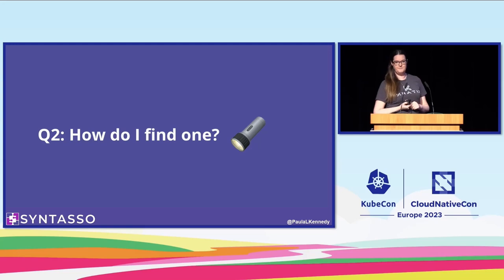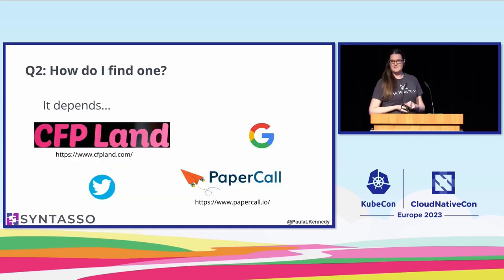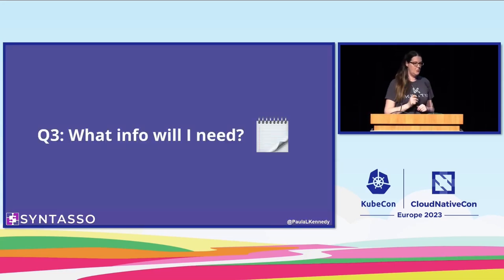How do you find one? Classic answer, it depends. It depends on your community. It depends what you're interested in. I tend to spend a lot of time on Twitter, even now, and so I look and see what people are talking about. There's CFP land, there's papercall.io, there's lots of different places where conferences are advertising their CFPs. Local meetups are a good one as well, if you're looking for something that's a little bit more low-key.